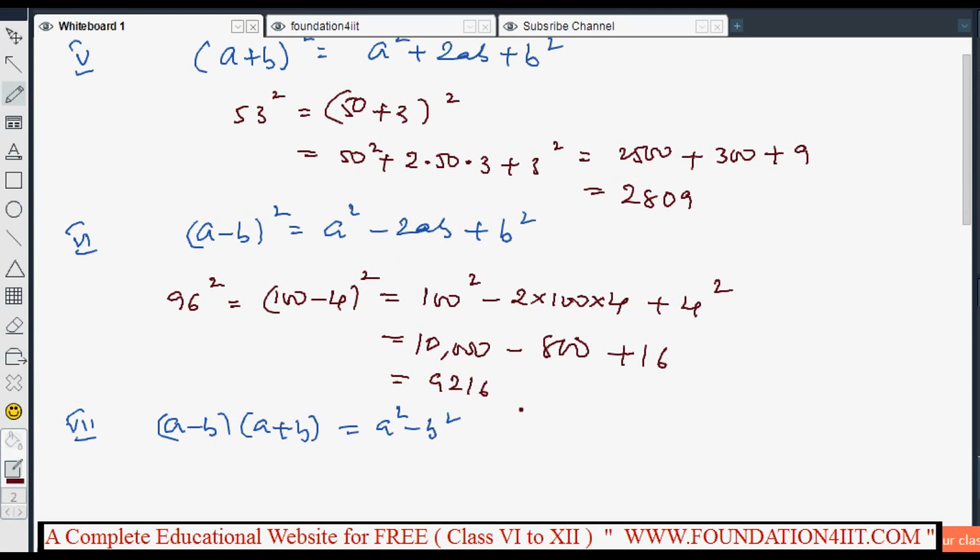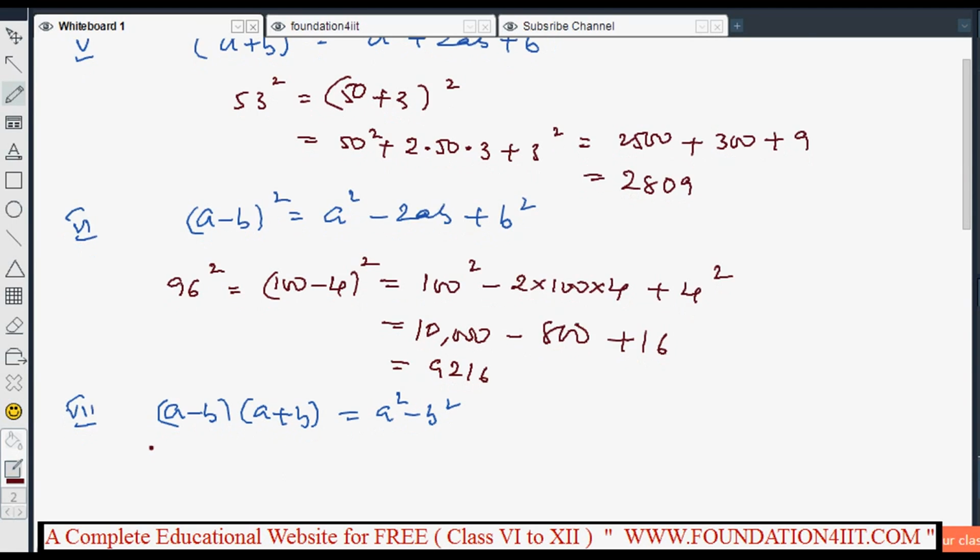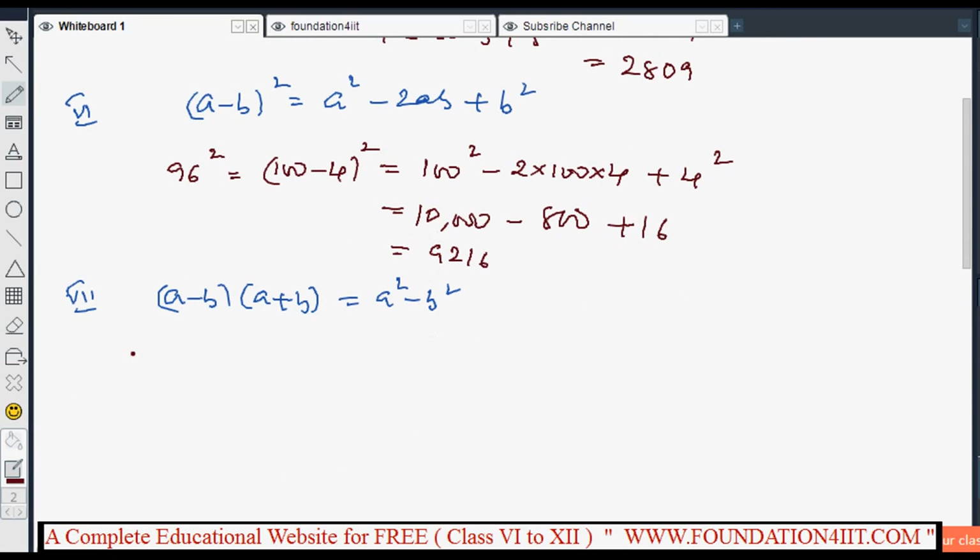So we can find squares using this identity also. This third identity, if you observe, for example, we need to find 49 into 51. To find a product of two consecutive odd or two consecutive even numbers, this will apply. Like 30 into 32. So either consecutive odd or consecutive even numbers.